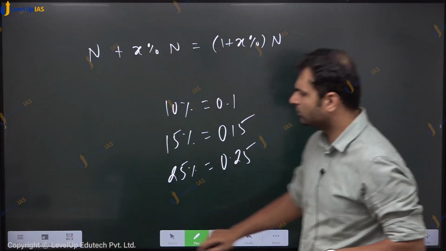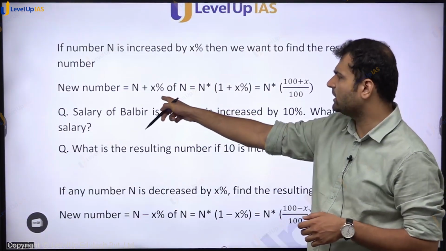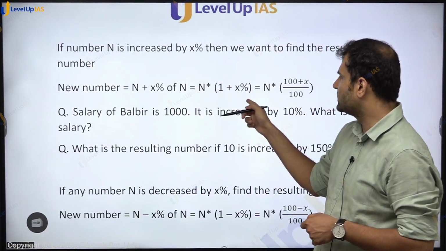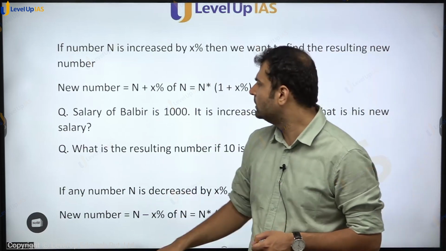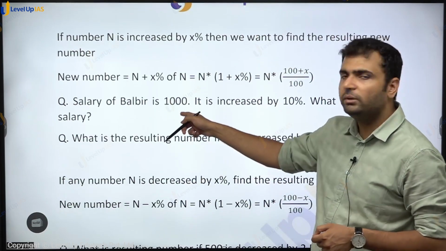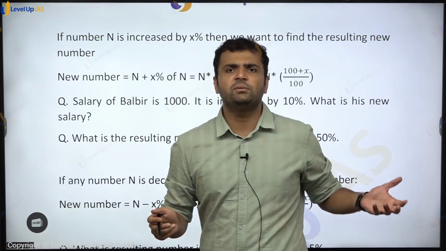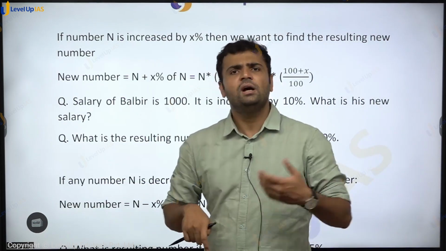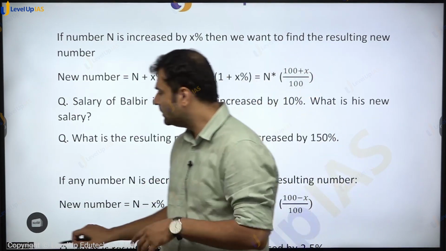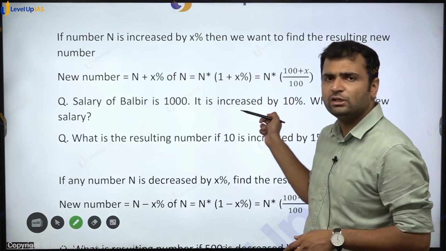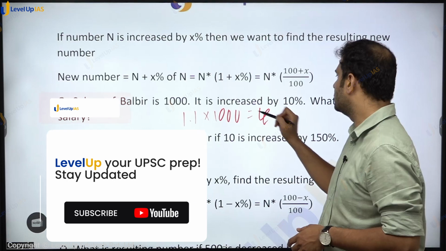So let me do a few questions that are there. देखो, n plus x% of n, which is n into 1 plus x%, x% को मैंने x by 100 लिख दिया and simplify कर दिया, तो ये आ गया. See the question: if salary of Balbir is 1000, if it is increased by 10%, what is his new salary? क्या होगा? 10% increase मतलब कितना increase? 1000 का 10% is 100 rupees increase. So नया salary will be 1000 plus 100, which is 1100. Or we can think of it as 10% से increase हुआ है ना? So new quantity will be 1.1 into 1000, which is 1100.